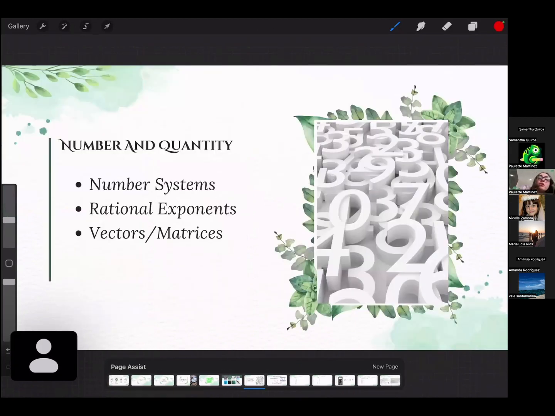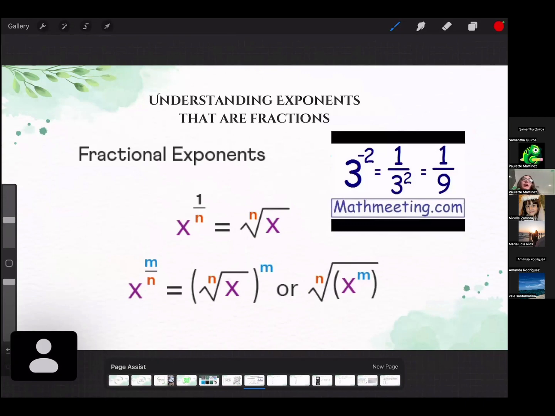I'm going to first start with numbers and quantity. So we have number systems. Number systems are very basic: addition, multiplication, division, basic math. But then we have the exponents and then the vectors and matrices. First off, let me explain the fractional exponents part, because this always shows up on the ACT and SAT. A lot of people start plugging in the numbers and get a huge decimal, and then they try to figure it out. But if you know what the fraction means, you can quickly do the math on your own.